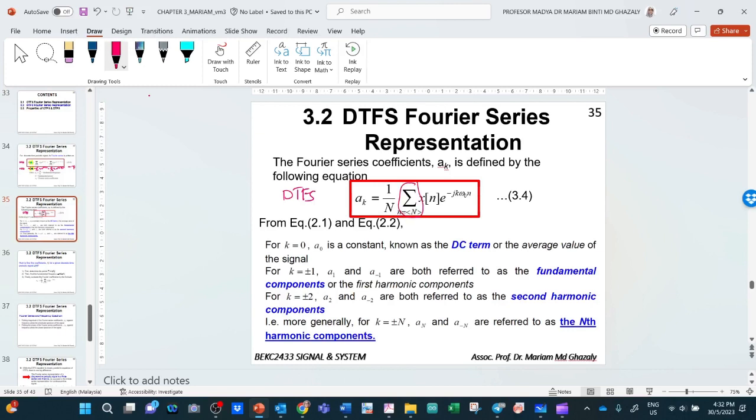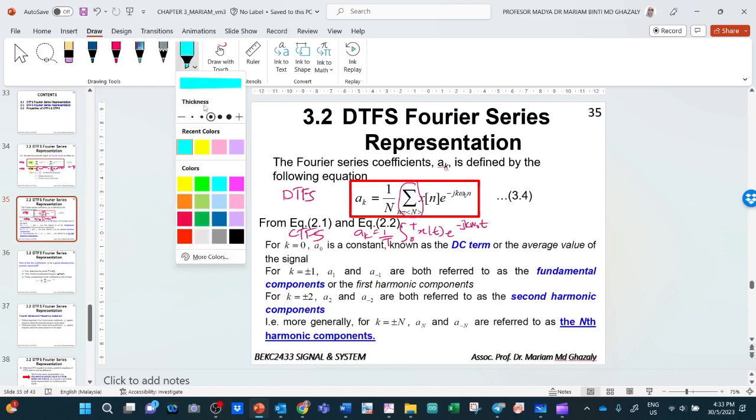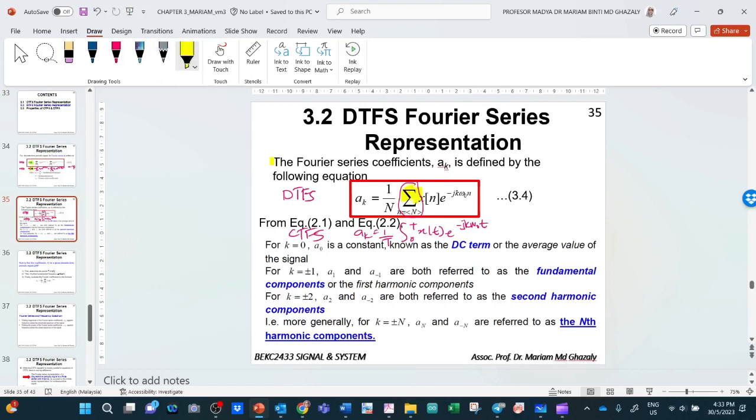So if you remember, for the continuous time Fourier series, the equation is that ak is equal to 1 over T, the integration from 0 to T of x(t) e^{-jk omega t}. So what's the difference? The difference is in terms of this one. This is summation and this is integration.